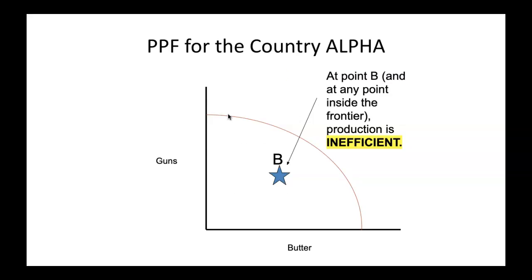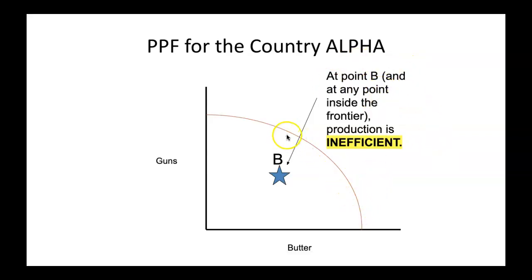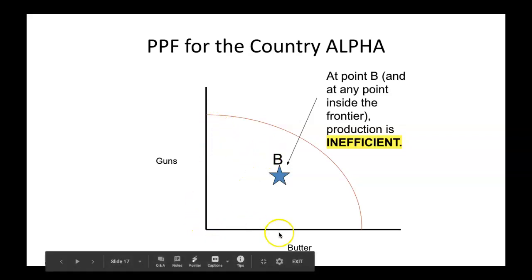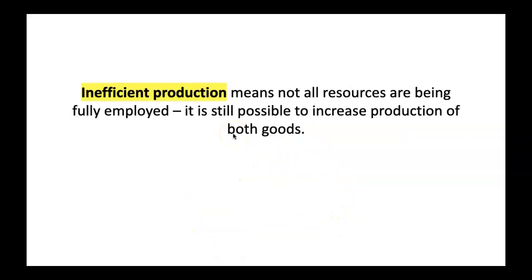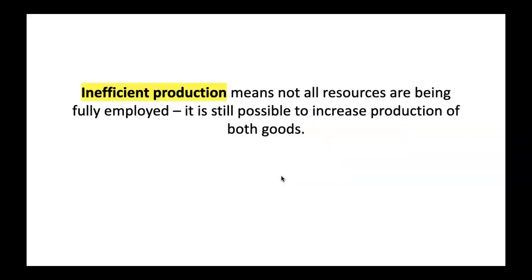And then lastly, inefficient production is any point inside this area of the curve. Remember, impossible out here, unattainable out here. Any point on the curve is efficient, but anywhere inside this area is inefficient. Meaning, and this goes in your study guide, not all resources are being fully employed. It's still possible to increase production of both goods. You could increase production of guns and increase production of butter if you were at this point B. So your production is set at an inefficient level.